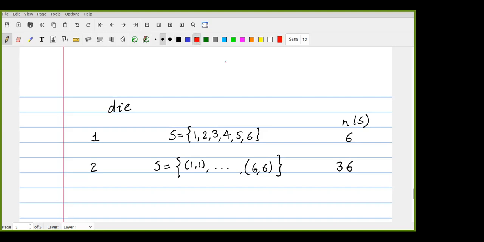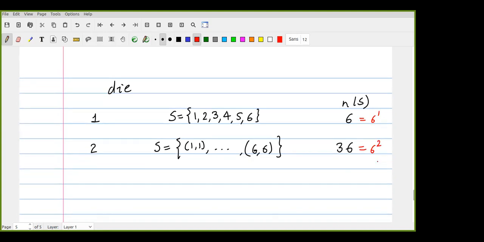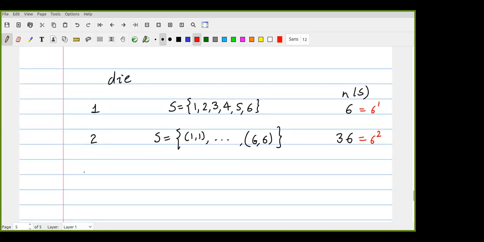Now can you see some pattern? 6 is 6 raised to 1. This is 6 raised to 2. Let us assume that if three dice are thrown, the sample space will start like this: 1 comma 1 comma 1, and go up to 6 comma 6 comma 6. This is going to be 6 raised to 3. You can use your mobile phone and tell me the answer. 216.